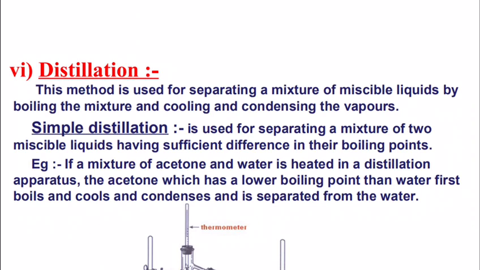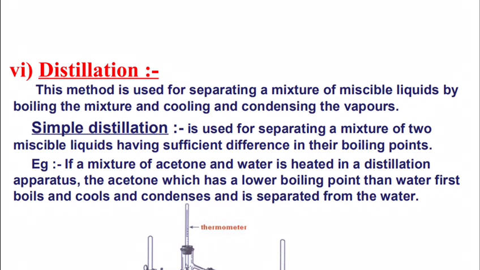So what is the basic principle? The separation of a liquid mixture into individual components can be achieved at their respective boiling points. The more volatile component distills over first, while the less volatile component distills over afterwards. Now, what happens actually in this method of separation?